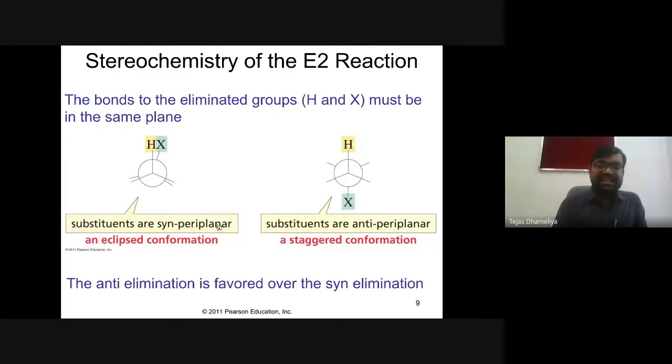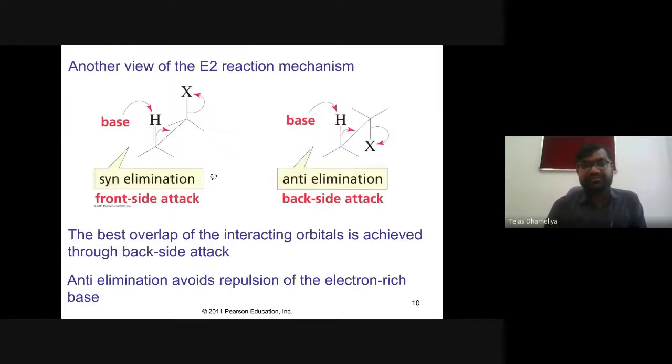The name syn periplanar is given because when we are discussing two different planes, if they exist on the same side, it is called syn. If we are discussing two different planes of two carbons and they are on opposite sides to each other, it is termed anti-periplanar. So, friends, that is why anti-elimination is highly preferred over syn elimination.